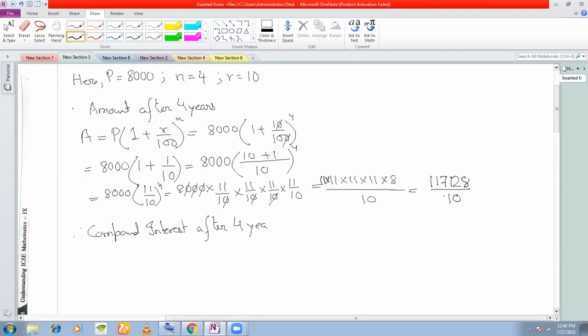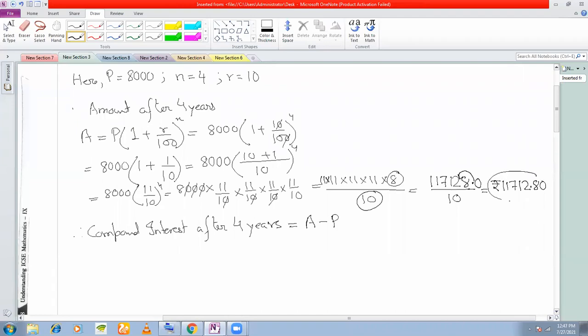See, I've kept 10 in the denominator. I've not cancelled it because I could have cancelled this 8 with this 10, but I did not. I kept 10 in the denominator so that if 10 or 100 is there in the denominator, it becomes a little easier to divide. You can shift the decimal point and get your answer as 11,712.8, that is 80 paisa.